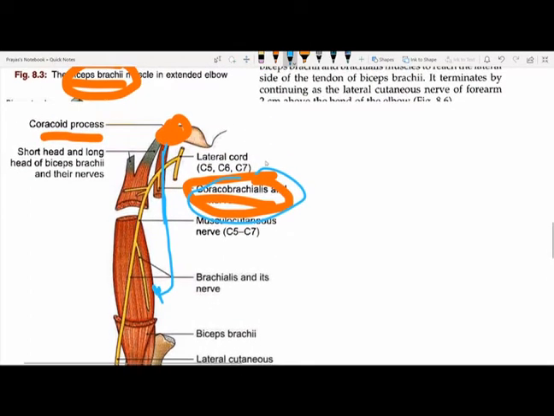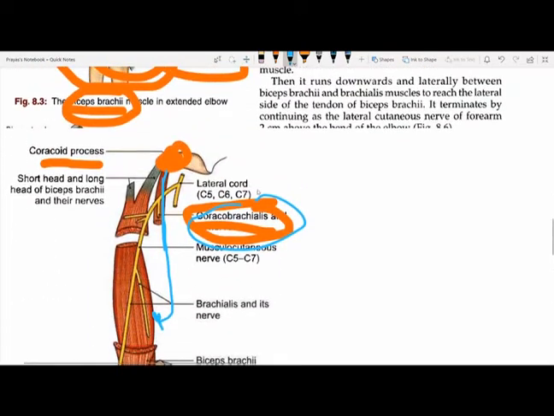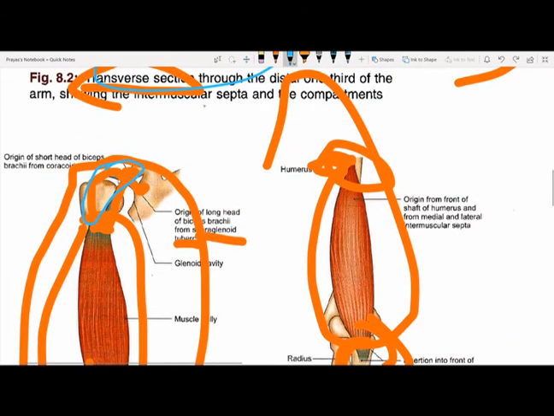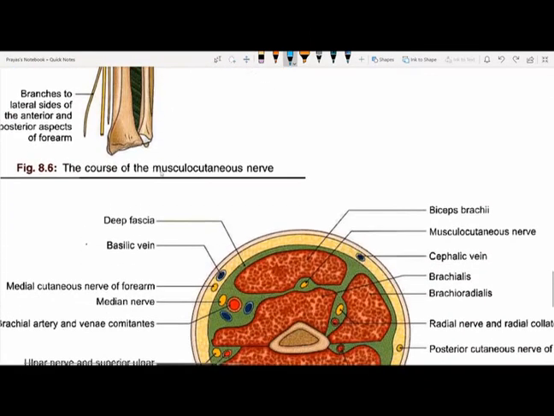So these are the muscles. Coracobrachialis originates at the coracoid process of the scapula, alongside the short head of biceps brachii, and terminates at the medial wall of the humerus. So now let's talk about something else.